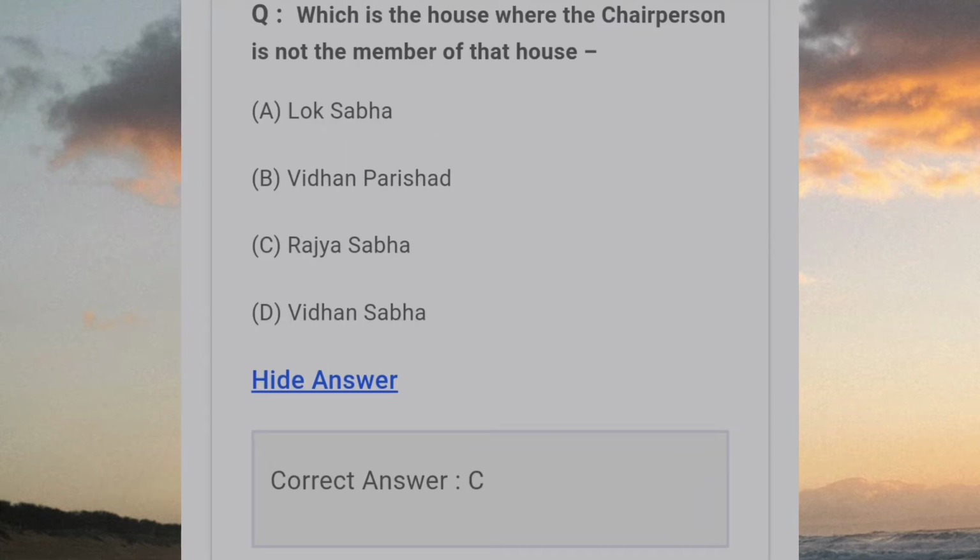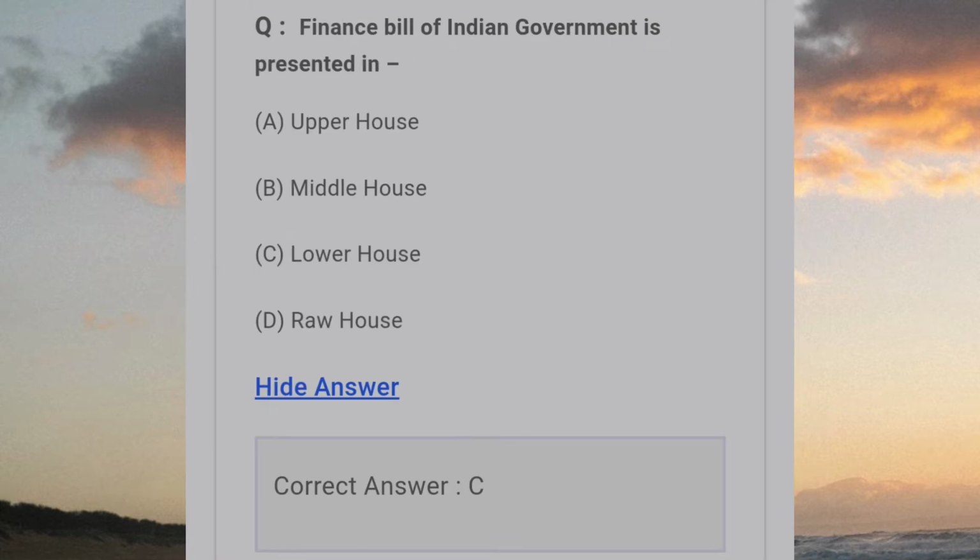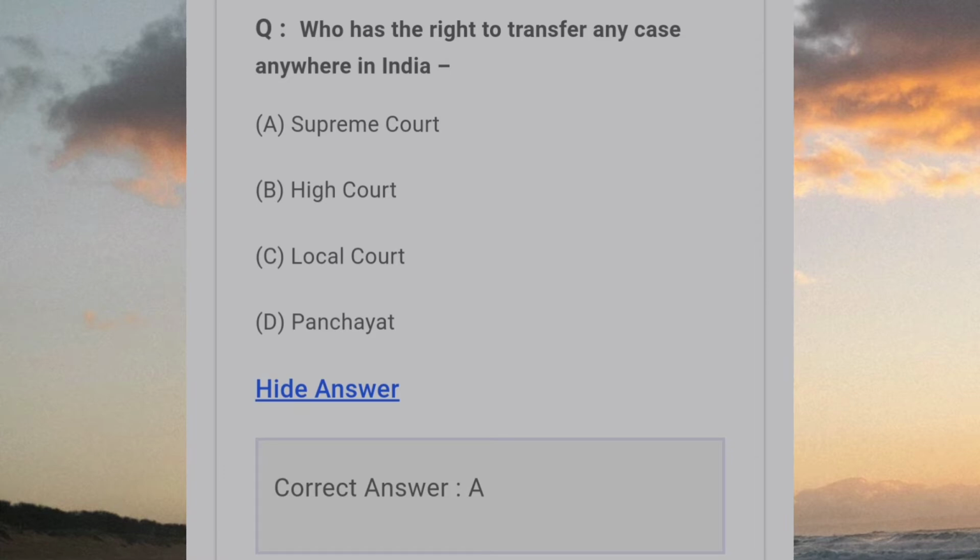Which is a house where the chairperson is not the member of that house? Answer C. Rajya Sabha. Finance bill of the Indian government is presented in? Answer C. Lower house. Who has the right to transfer any case anywhere in India? Answer A. Supreme Court.